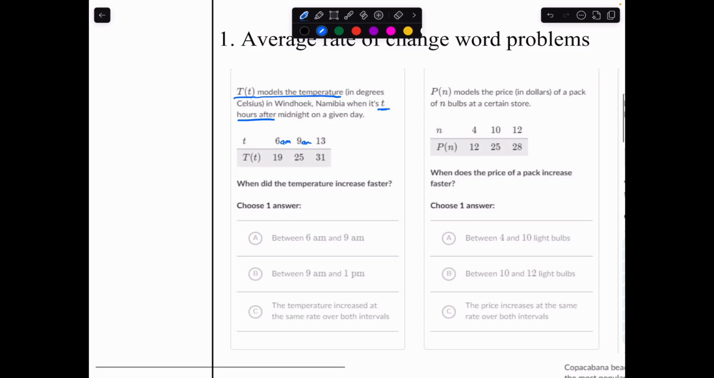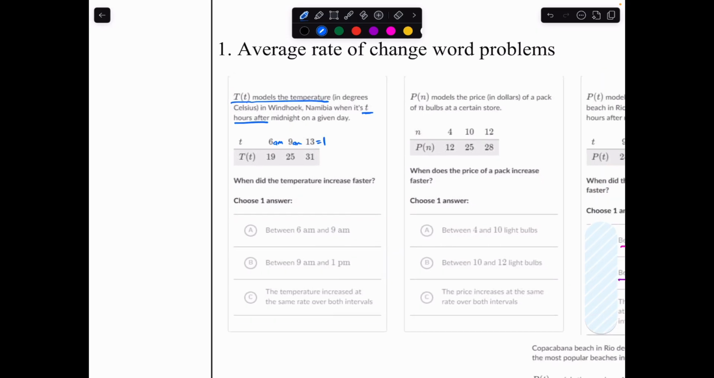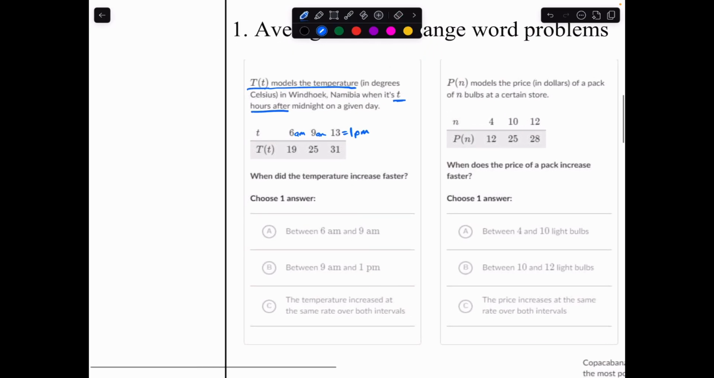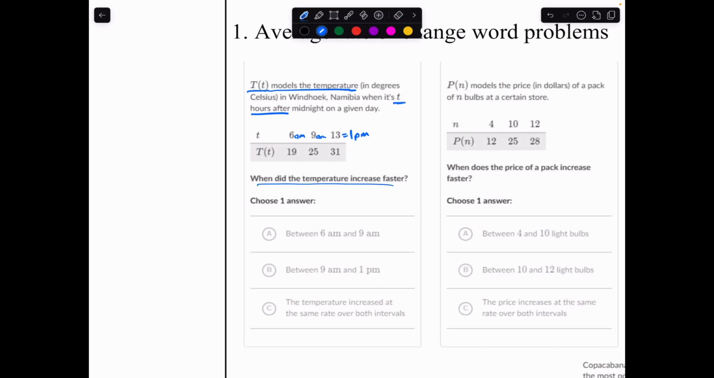And 13 hours after midnight, that's the same as 1 p.m., right? So when it asks about 1 p.m. later, we have a data point for 1 p.m., okay? All right. So it's asking, when did the temperature increase faster? Maybe it was between 6 a.m. and 9 a.m. This is an average rate of change because we're talking about a temperature increase and the speed at which that temperature is increasing.